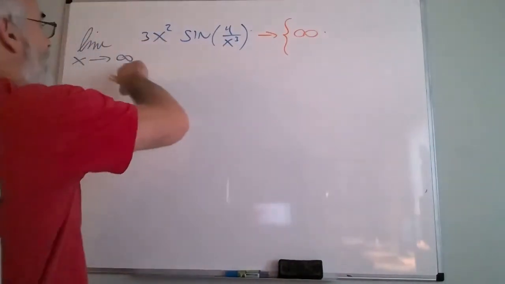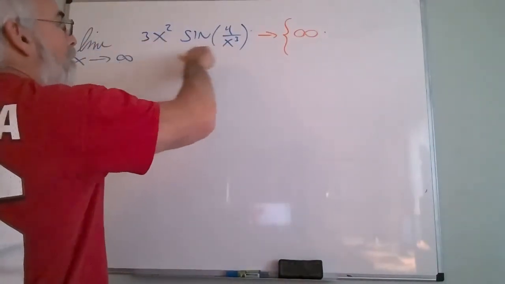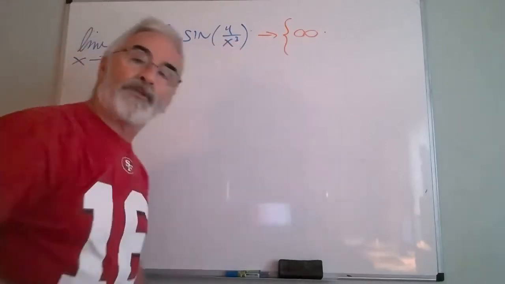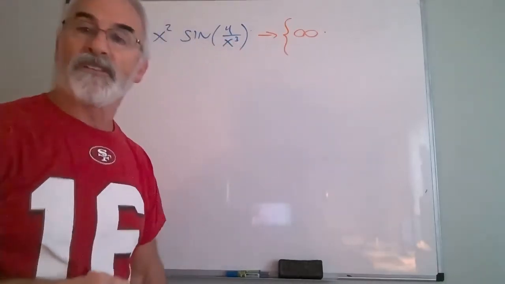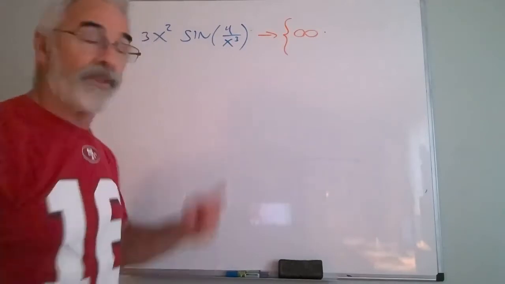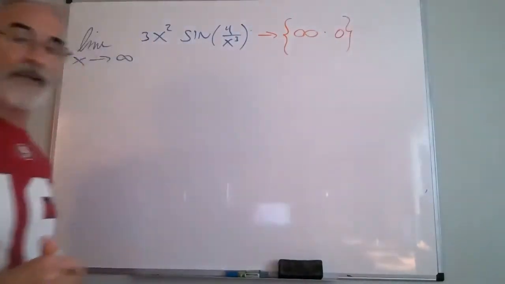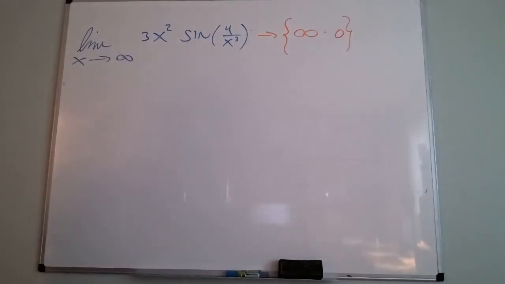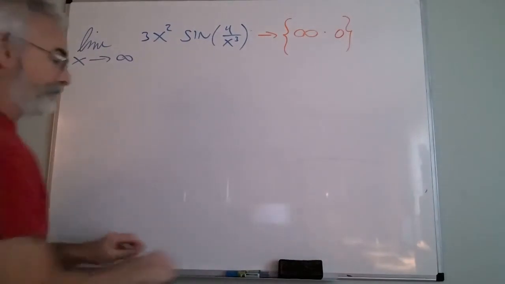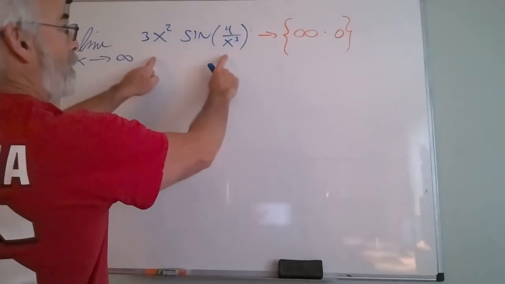So as x grows without bound, 4/x³ is a transient term that approaches zero. So the sine of that is approaching zero. So this one is fair game, but we have to check, okay? Gotta be really careful with that one, okay? So now what do I do?